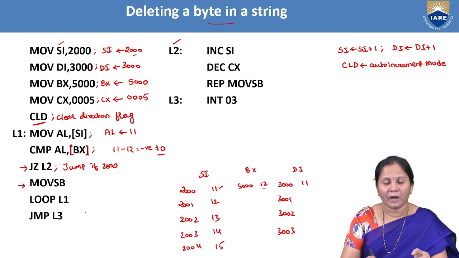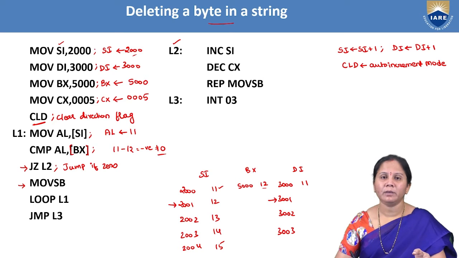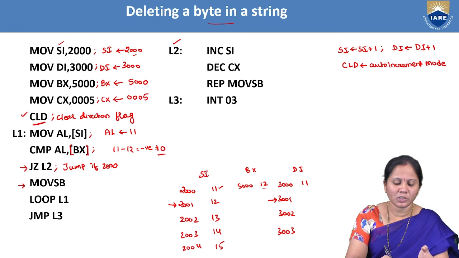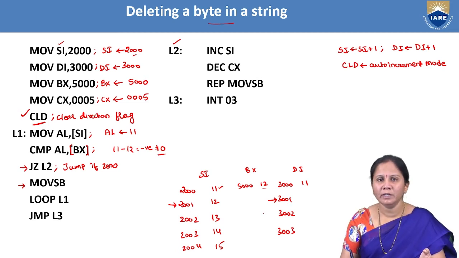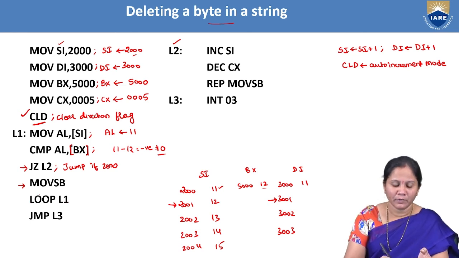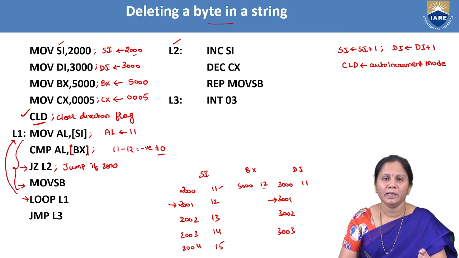After moving, the values of SI and DI will be incremented by 1. Not only is the content of SI moved to DI, the values of SI and DI are also incremented by 1, because here there is an instruction CLD. Now we know the SI value is 2001 and the DI value is 3001. And next is LOOP L1. When this instruction is executed, the control goes to the label L1 and from here again the same instructions will be executed.